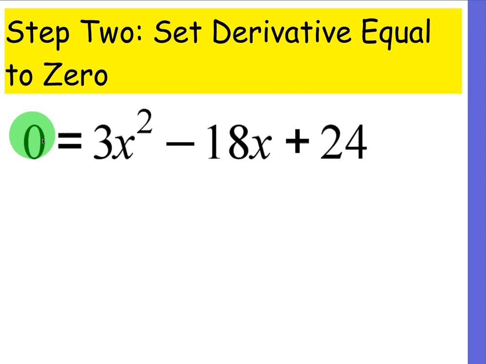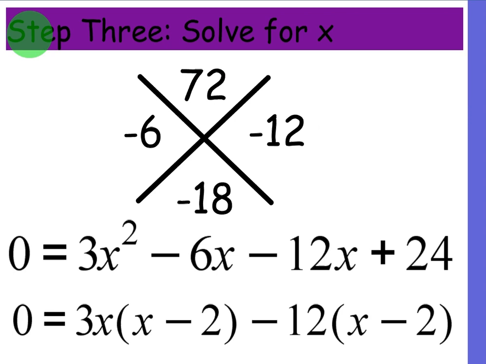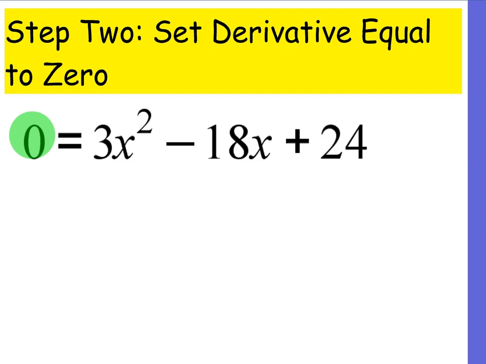Okay, you can guess what we're going to do now. In order to have a critical point, you have to have a critical value. So step 3 is to solve for x. In order to solve this, we're going to have to factor it using the x method. You can also use the quadratic formula.